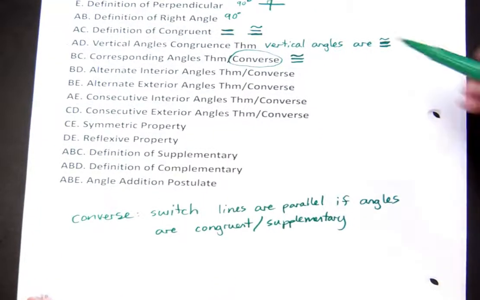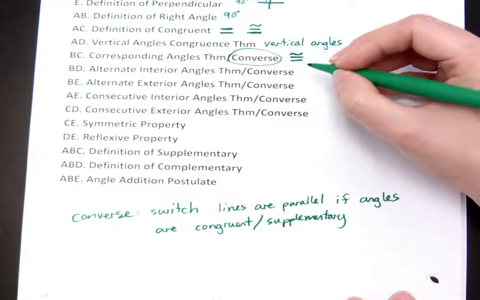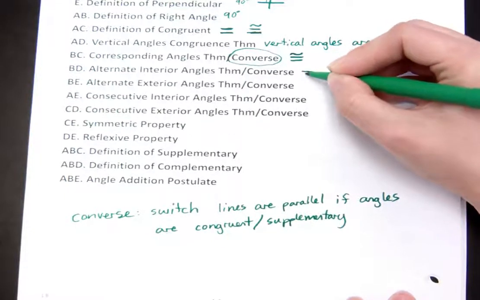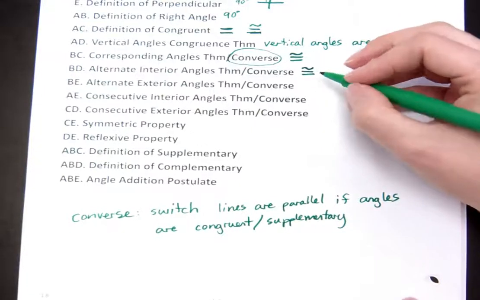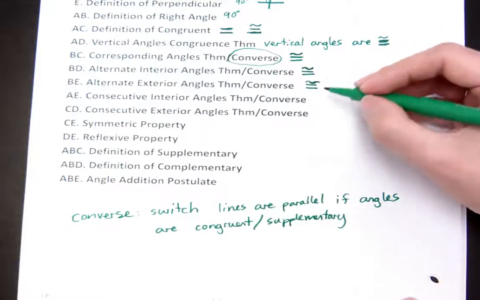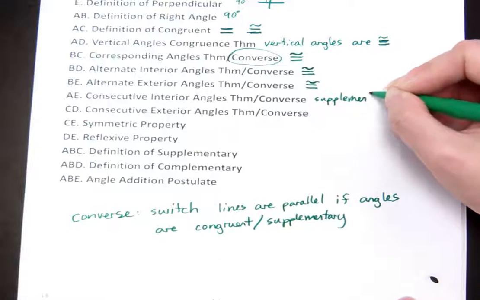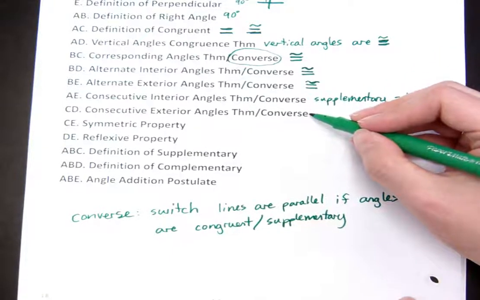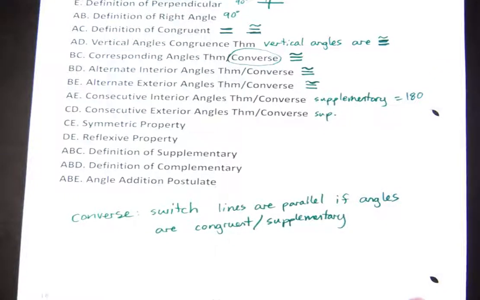All right, alternate interior angles, congruent or supplementary? Yeah, our congruent ones. Alternate exterior, congruent or supplementary? Congruent. Consecutive interior. Yeah. Supplementary means they add up to what? Yeah. And then consecutive exterior? Also supplementary.